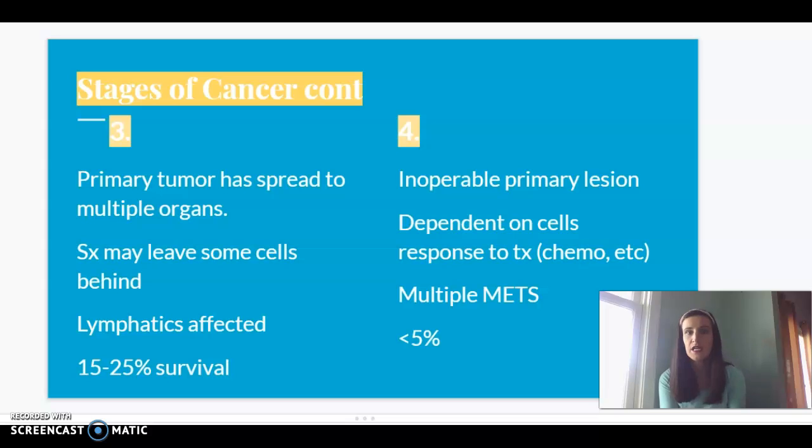Moving on to stages 3 and 4. Okay, so stage 3 is that the primary tumor has spread to multiple organs. Does surgery, so they're going to go in and do surgery.